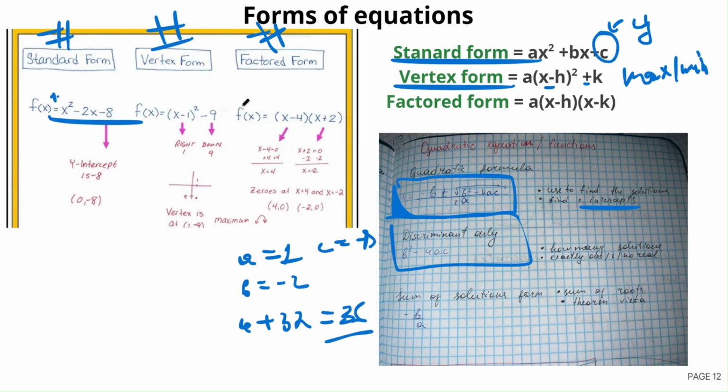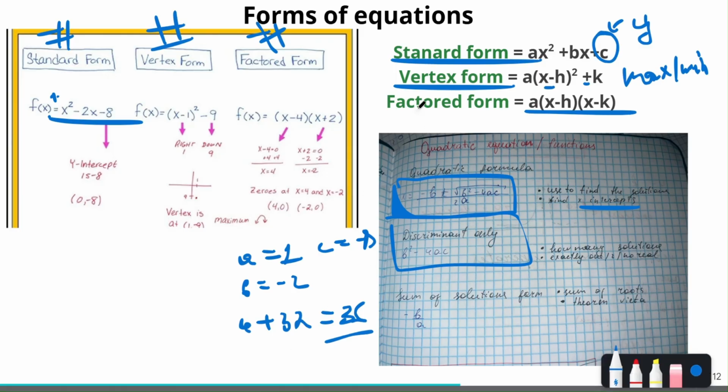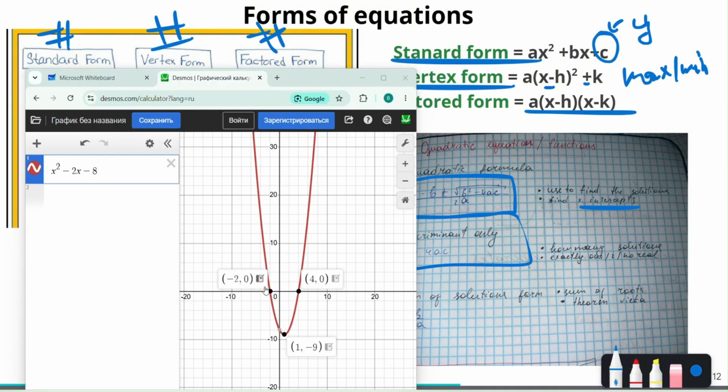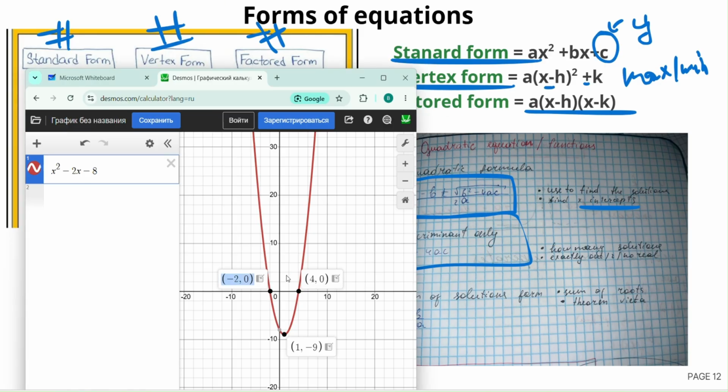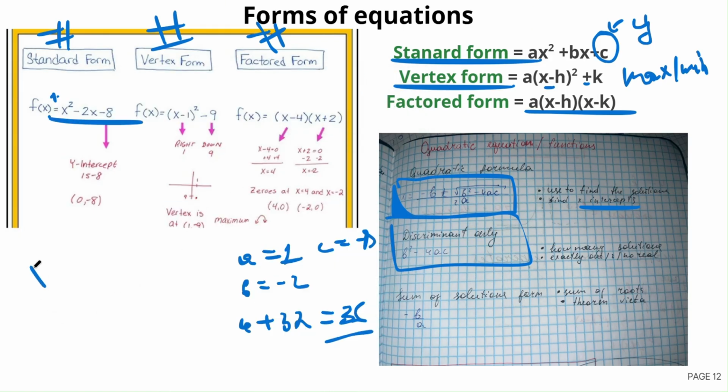Now, the last thing is factored form. Why do we need factored form? We need it in order to see our x coordinates. Let me open this Desmos again for a short while. Here it is. So we need a factored form in order to see our x coordinates. In this case, if we were to write it in factored form, we would write it as x plus 2, then x minus 4. This is how it looks if you put it into factored form.